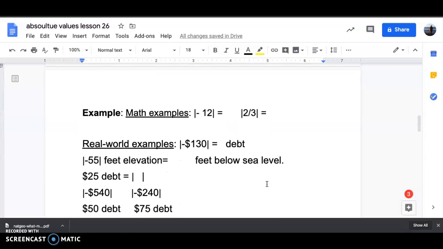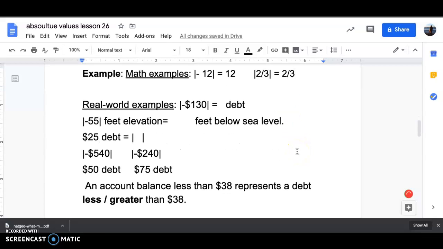Okay, so here's our first math example. Negative 12. So what's the absolute value of negative 12? So negative 12 is how many spaces away from 0 on the number line? 12. Let's see, 2/3. So how many spaces is 2/3 from 0 on the number line? Well, it's 2/3. Cool. Okay.